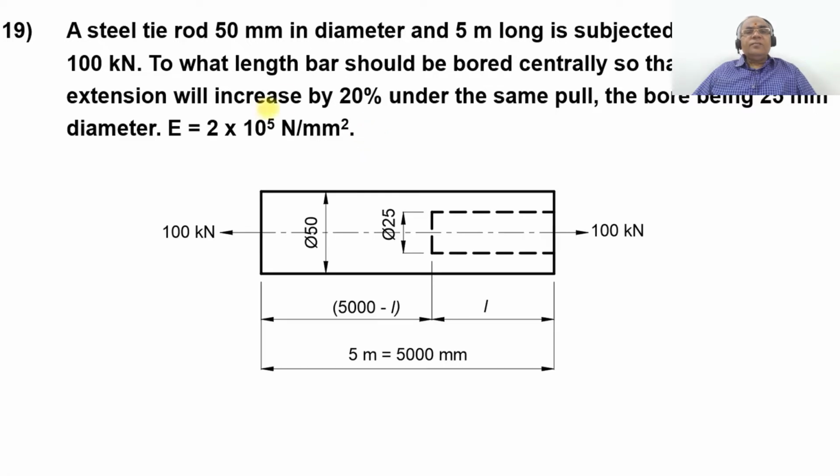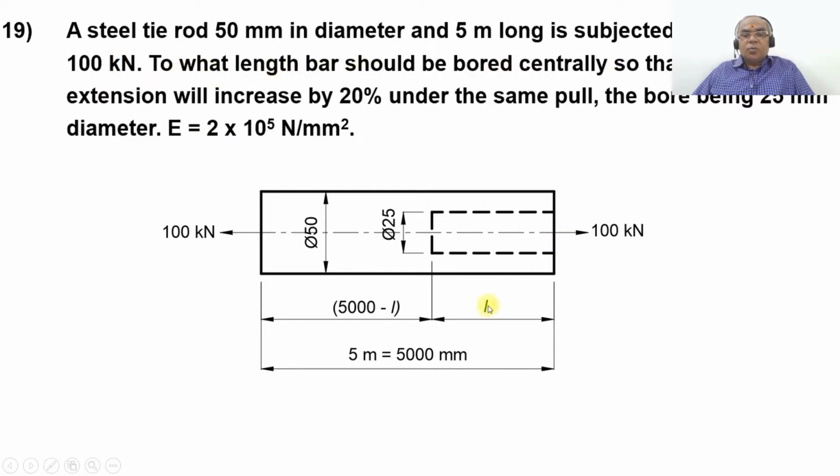So a steel tie rod of 50 mm diameter. So this is the rod of 50 mm diameter having 5 meters length. So from here to here you have a 5 meter length. It is subjected to a pull, that is an axial pull, that is the tensile load of 100 kilonewton. To what length should the bar be bored centrally?